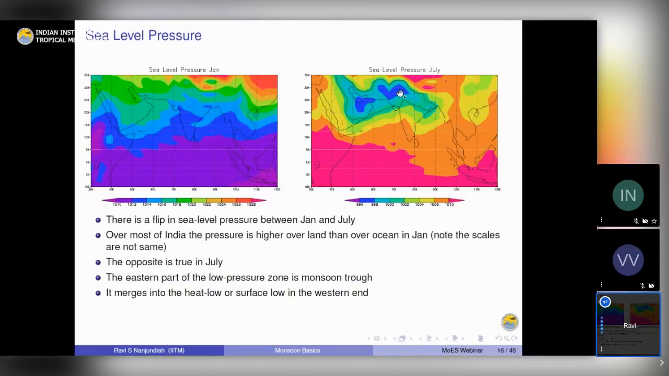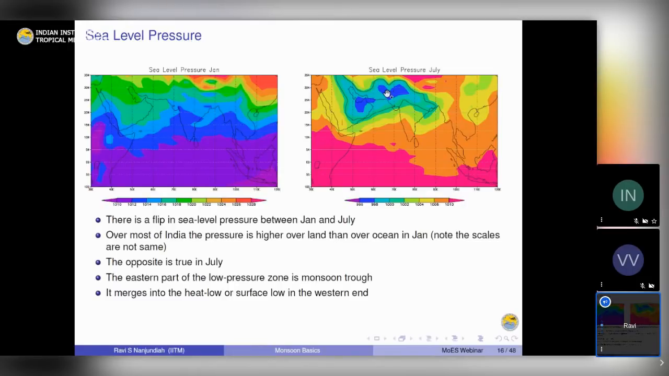This low pressure part where you get a lot of rainfall is called the monsoon trough, and the other part where there is a low pressure but very little rainfall occurring is called the heat low. So the eastern end of the monsoon trough has very vigorous convection. By convection we mean a lot of clouding and rainfall, while the western part has very little rain, and even though there is a low there, we call it a heat low, because it's only driven by heating at the surface and not by the dynamical processes.